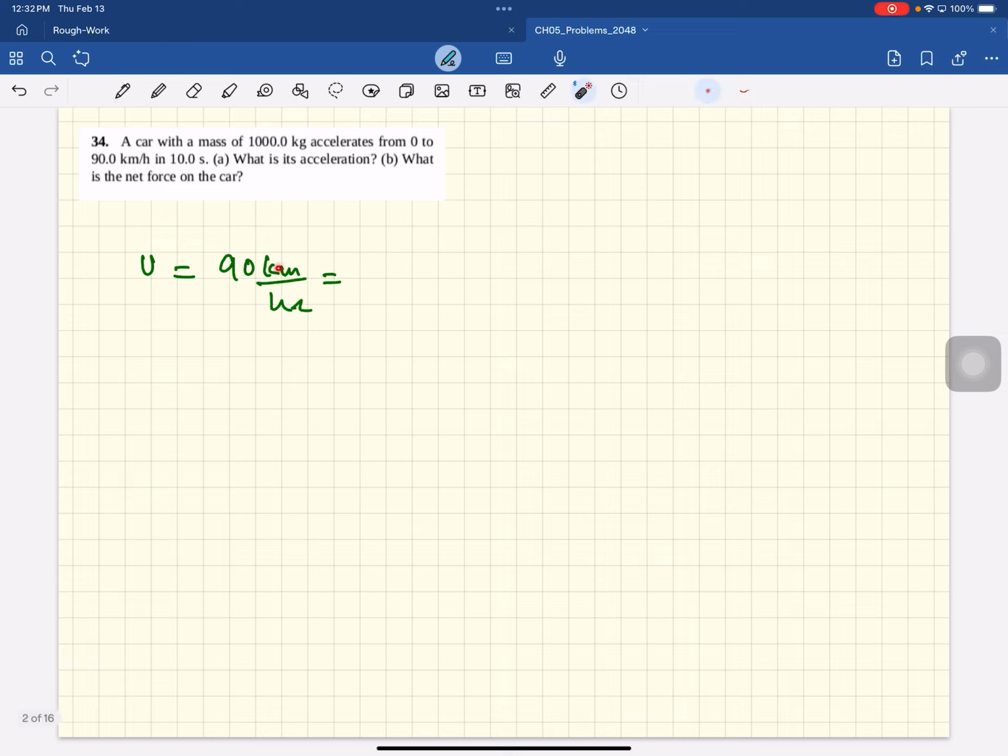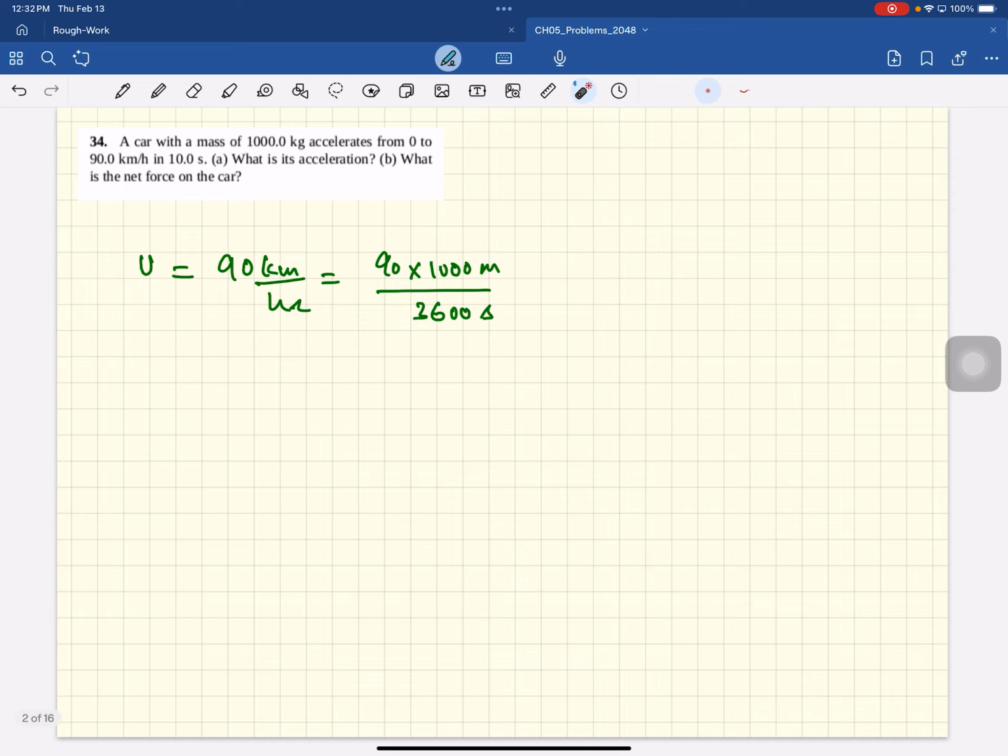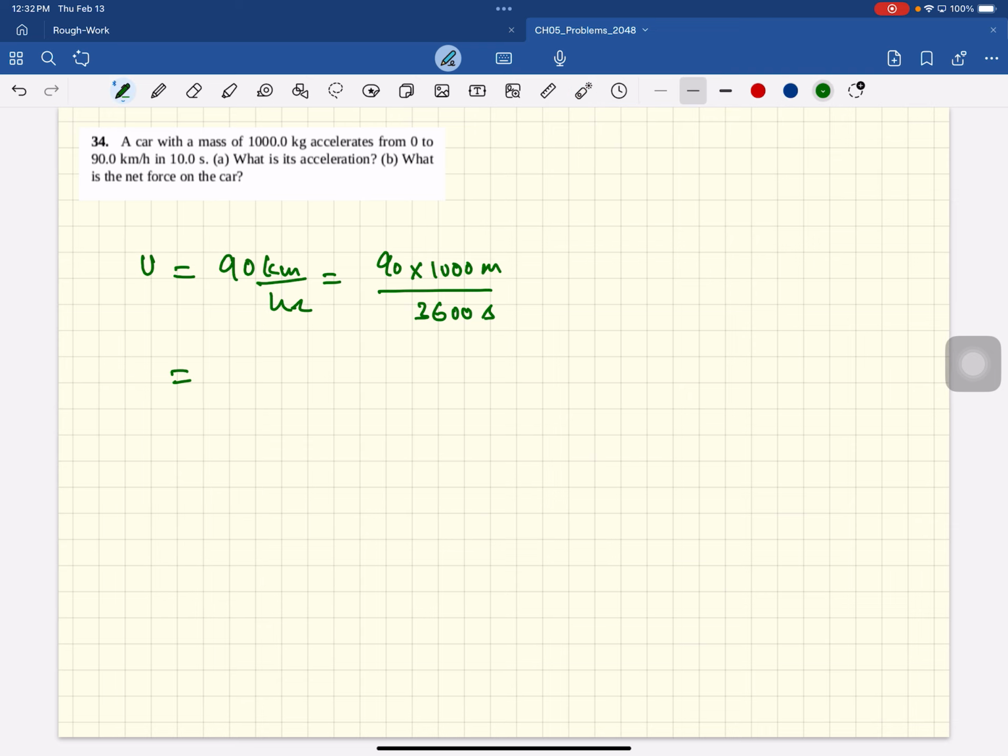All right, so let's calculate the final velocity in terms of meters per second. A kilometer is 1,000 meters, 1 hour is 3,600 seconds. So to convert kilometers per hour to meters per second, all you do is divide by 3.6.